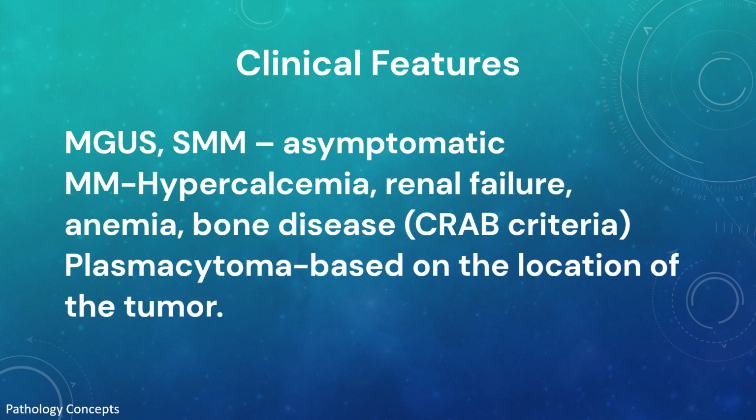Clinical features. MGUS and SMM are asymptomatic. In multiple myeloma, we can find hypercalcemia, renal failure, anemia, and bone disease. In plasmacytoma, symptoms vary based on the location of the tumor. Plasmacytoma located in the brain can cause headache, seizure, paralysis, while plasmacytoma located in the rib can cause non-cardiac chest pain that is pleuritic in nature.